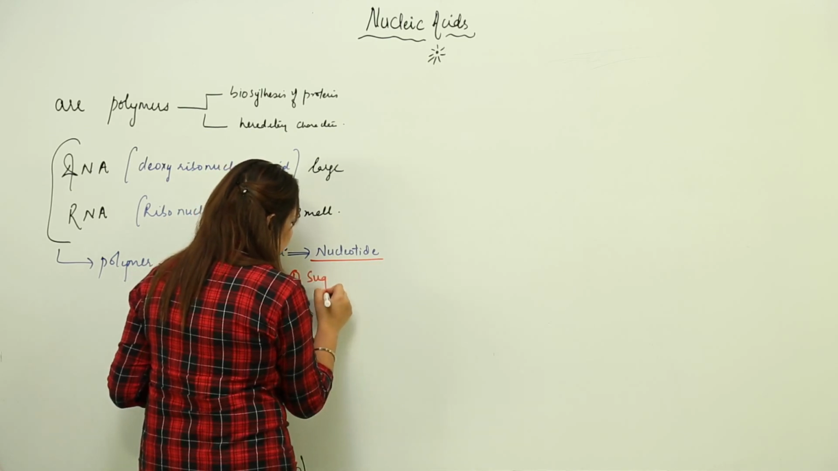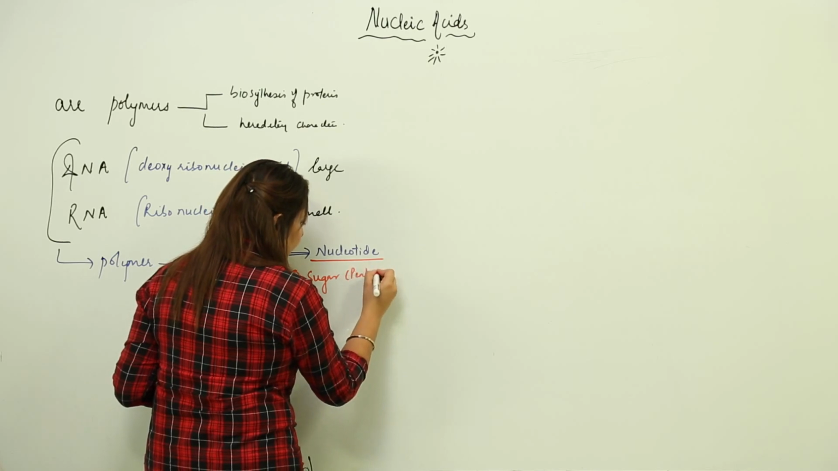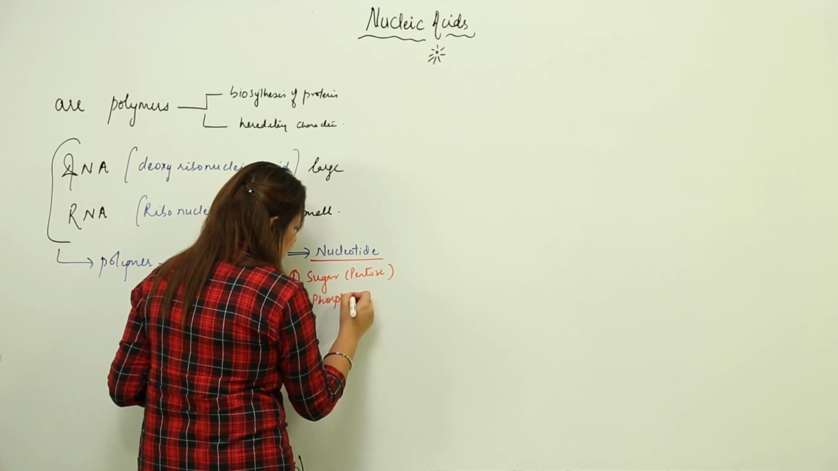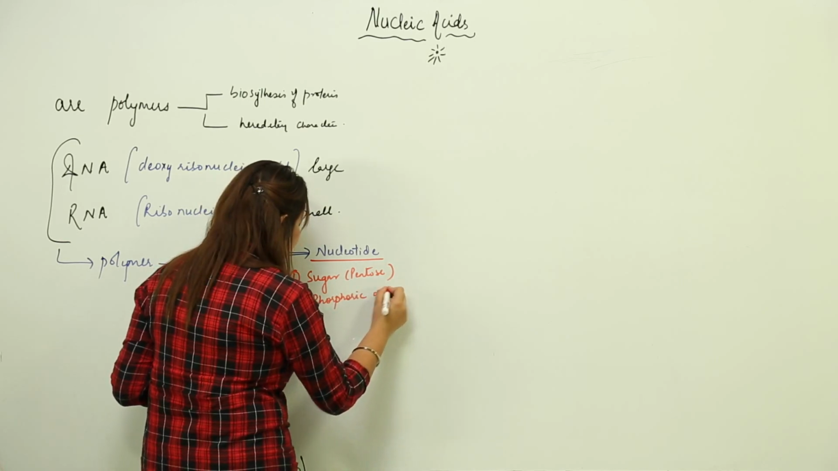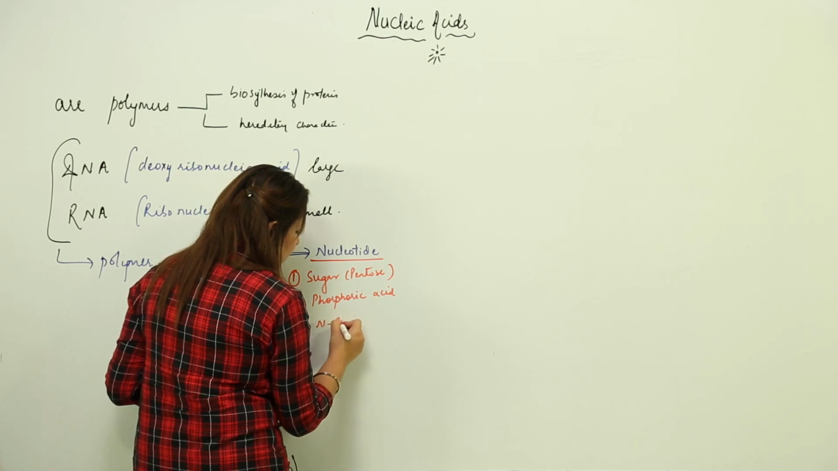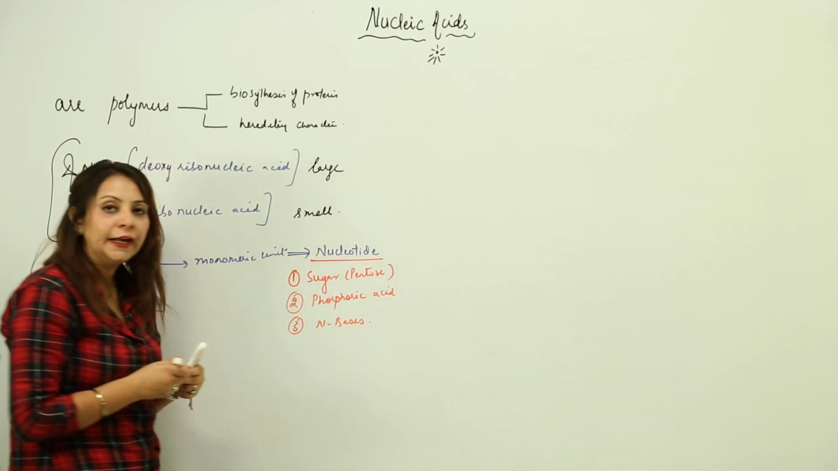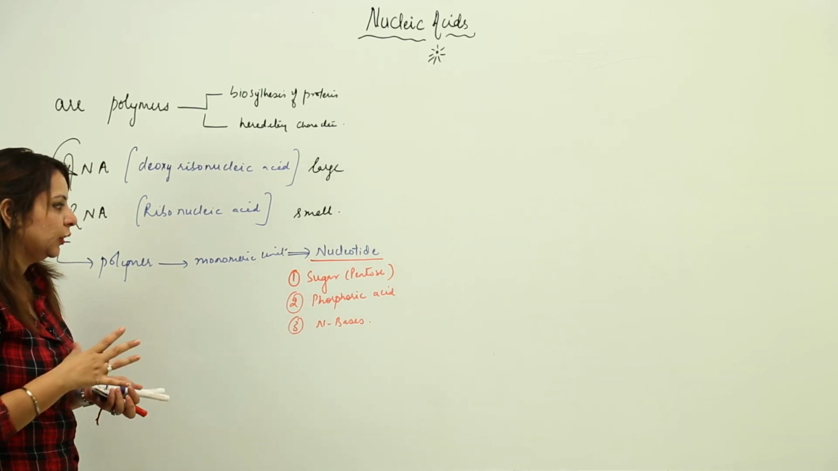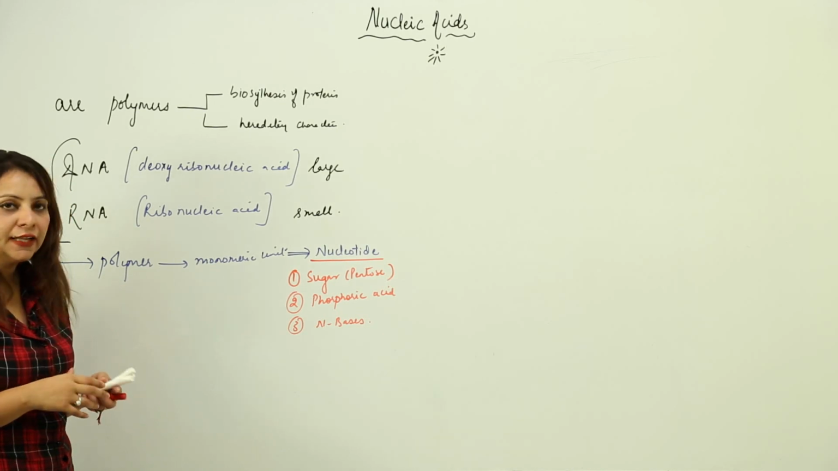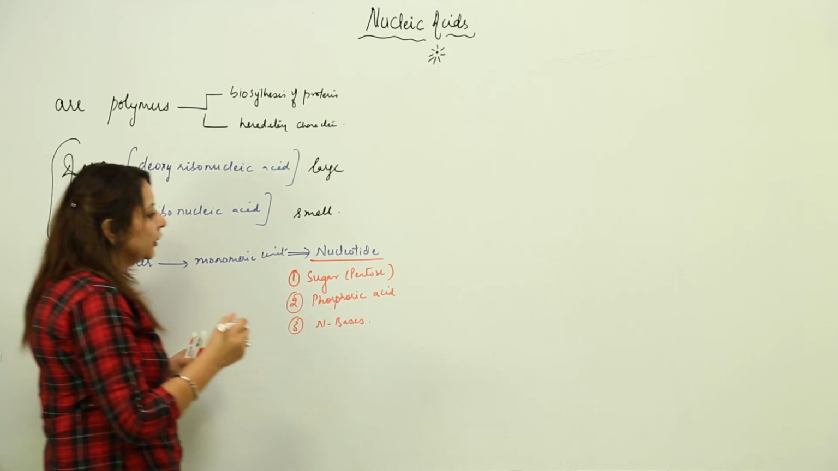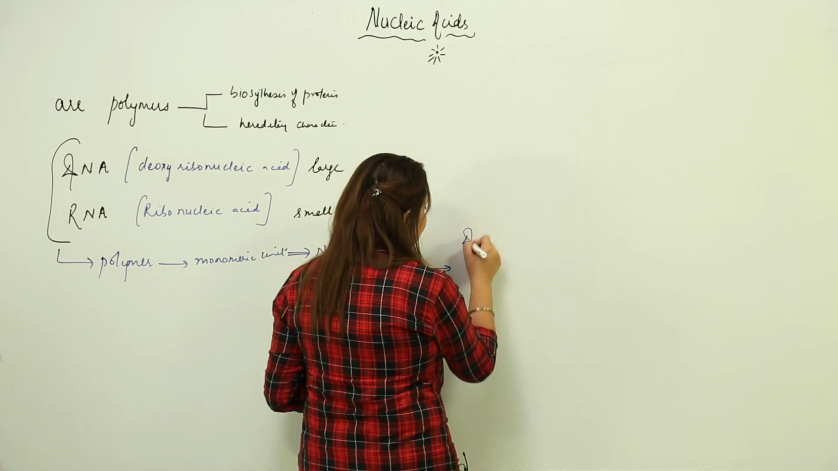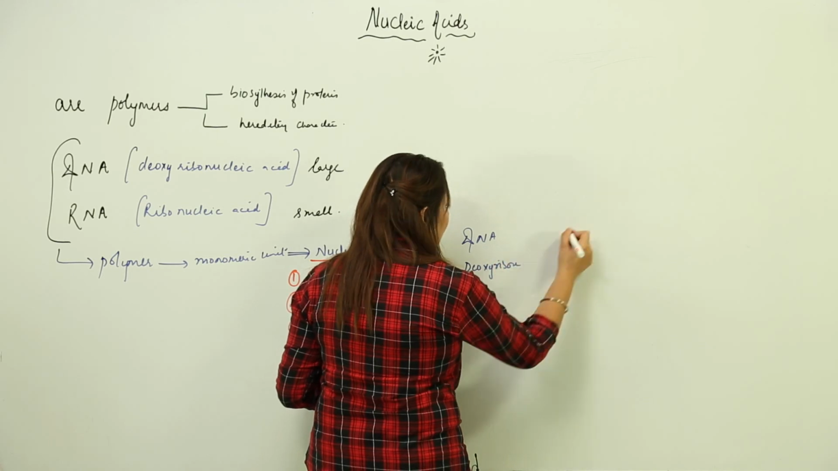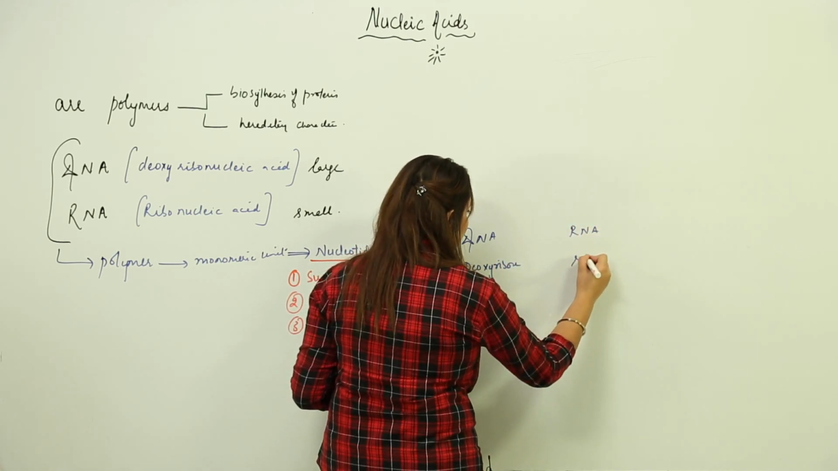It consists of a sugar, typically a pentose one, phosphoric acid or a phosphate group, and nitrogenous bases. So DNA and RNA both are formed of these three things: the pentose sugar, the phosphoric acid and the nitrogenous bases. The sugar present in DNA is deoxyribose, and the sugar present in RNA is ribose.